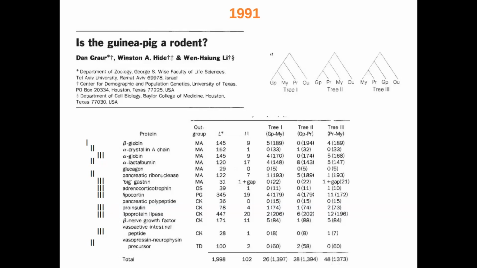This paper triggered a large amount of discussions on the methods involved. Today we know that the guinea pig is a perfectly valid rodent, and that most of this conflict was due to the so-called long branch attraction phenomenon. This is just an illustration of these old times.